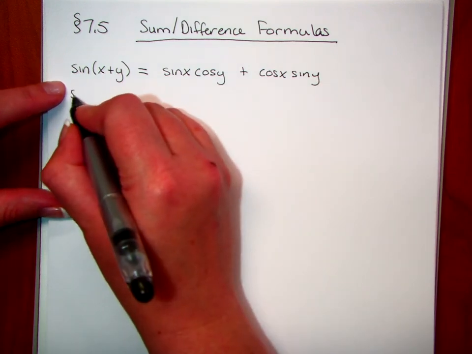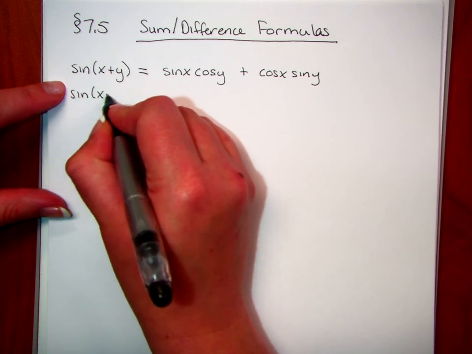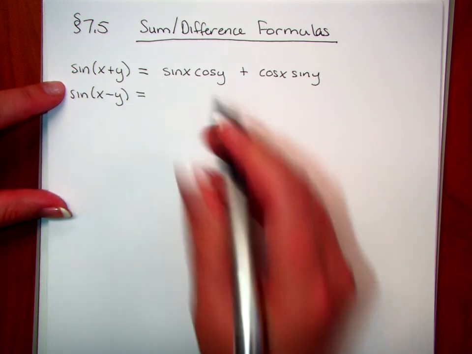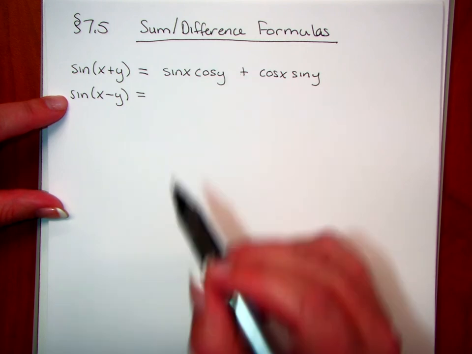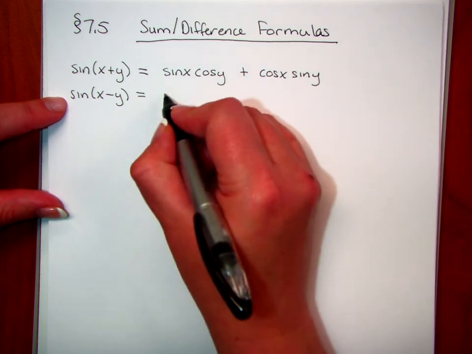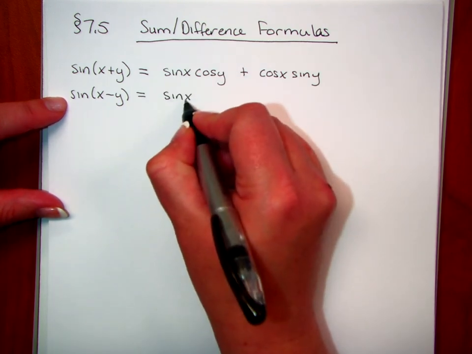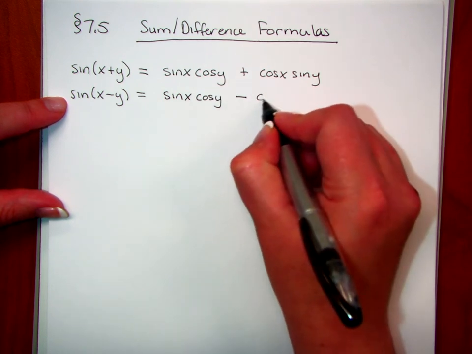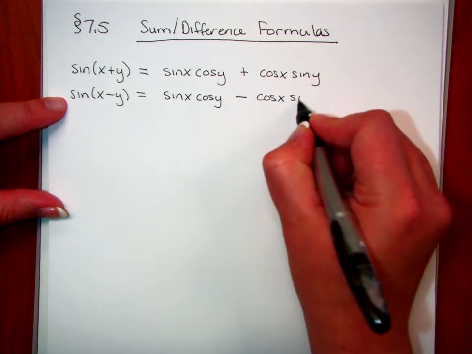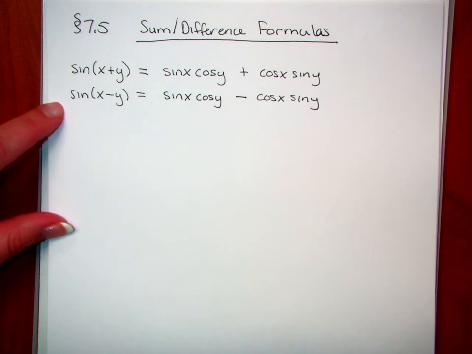So if we do the difference formula for sine, it's going to be the same except we're going to have a minus sign in between our two terms. So we're going to have sine of the first, cosine of the second, minus cosine of the first, sine of the second, right?